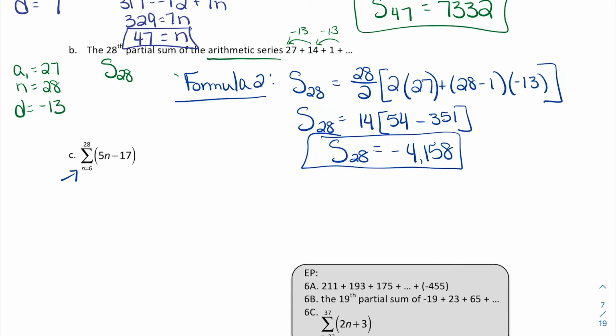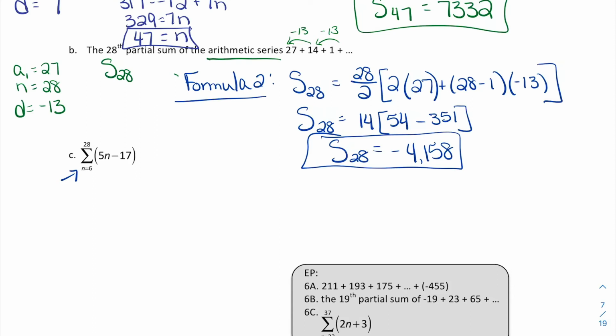Okay. So n equaling 6 is where we're going to start. That is our lower bound. Then we're going to have an upper bound of 28, which means you would be plugging in 6 for n, then 7, then 8, then 9, then 10, all the way until you went to 28. So it's really good that we have a formula for this. So let's see what we've got.